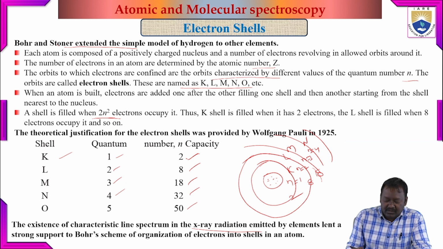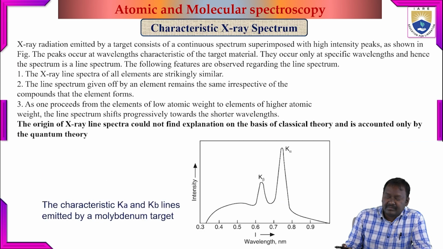Whenever X-ray radiation emitted by different elements is observed, we can see there are some fixed lines, the characteristic X-ray spectrum. The spectrum is similar for all elements, whatever the element, whatever the atomic number. This could also be called a line spectrum.